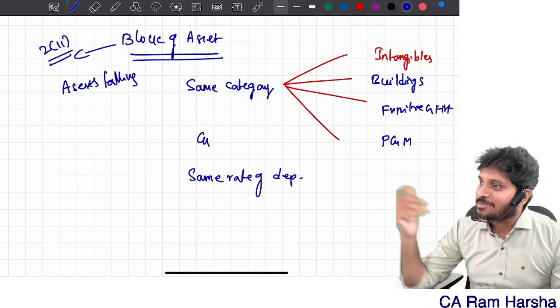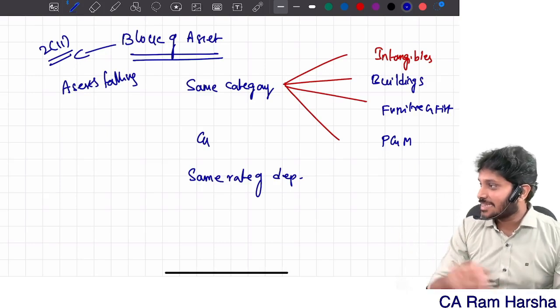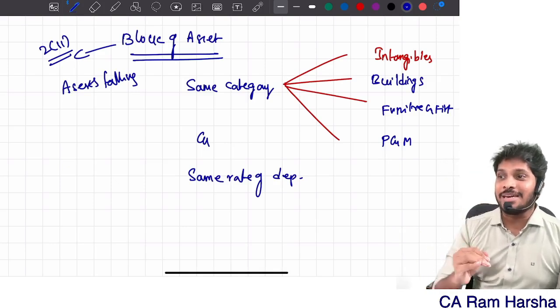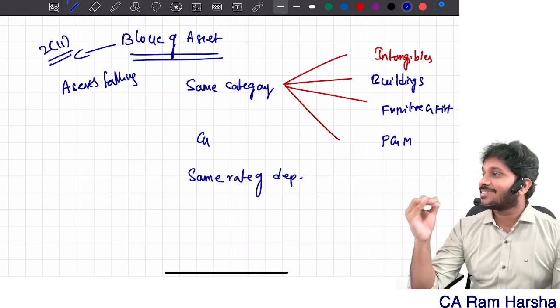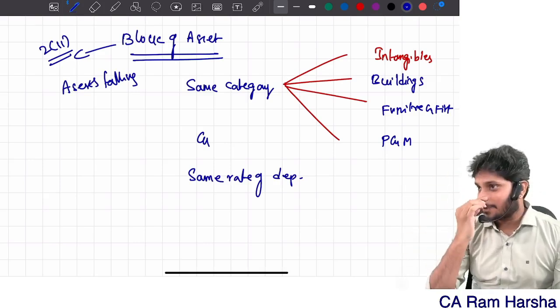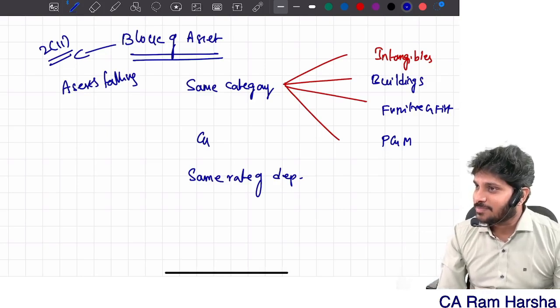That's the definition of plant and machinery. Plant and machinery means anything other than furniture, other than building, other than intangible. Computer I bought: plant and machinery.